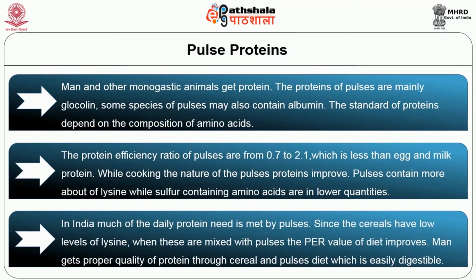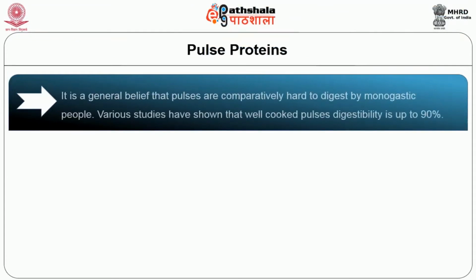In India, much of the daily protein need is met by pulses. Since cereals have a low level of lysine, when these are mixed with pulses, the protein value of the diet improves. Man gets proper quality of protein through the cereal and pulse diet, which is easily digestible. It is a general belief that pulses are comparatively hard to digest by monogastric people. Various studies have shown that the digestibility of well-cooked pulses is up to 90%.